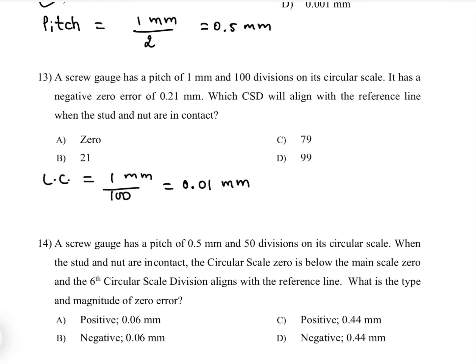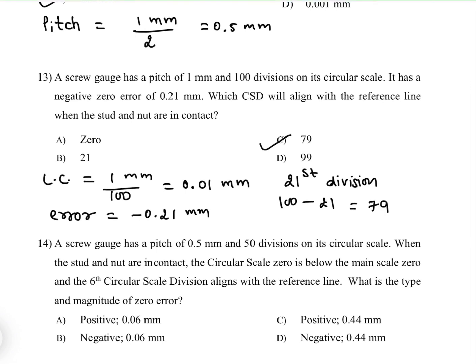So 0.01 millimeter is the least count. Now negative zero error is given here, that is 0.21 millimeter. So since the negative error is 0.21 millimeter, we can say that the 21st division is coinciding. But since the error is negative, we must subtract this 21st division from 100. So 100 minus 21, that is the 79th division must be coinciding with the reference line.